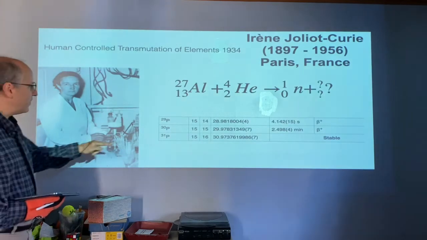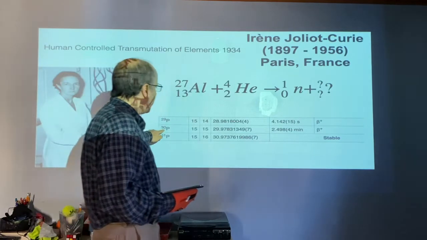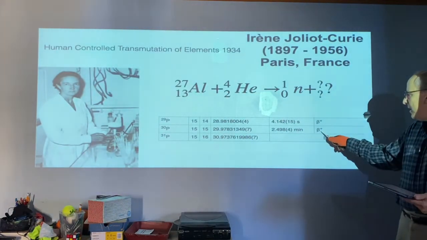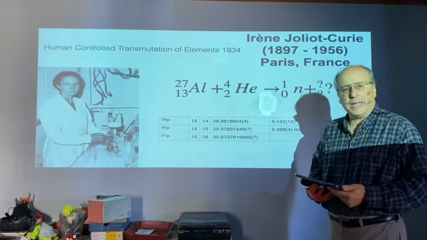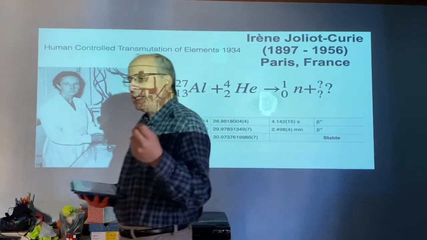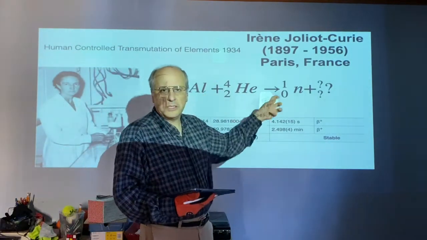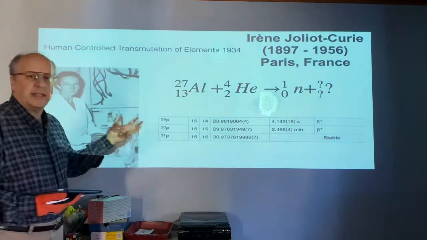Hopefully, you got phosphorus 30. You'll notice that this phosphorus 30 is unstable and it will beta positive decay with a half-life of about 2.5 minutes. So she was able to create from a stable isotope an unstable isotope, which would then beta positive decay into something else.